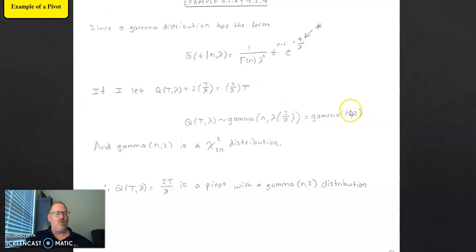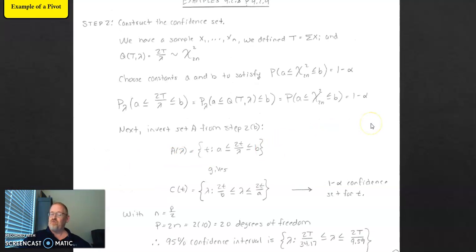Now you may say, well, why is that relevant? Why does that even matter? It matters because the gamma n, 2 is nothing more than a chi-squared distribution. So therefore, what can we say? We can say that our pivot is 2t over lambda with a chi-squared distribution. So we've really eliminated the lambda out of that process.